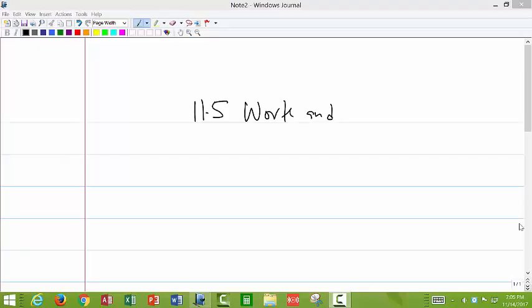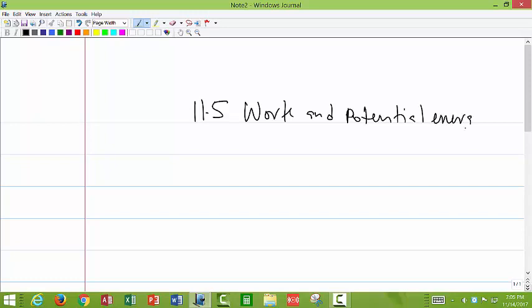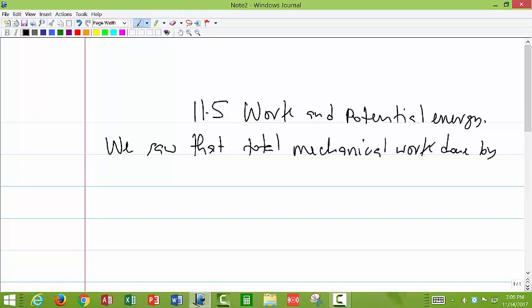So this is 11.5, work and potential energy. So we shall say that we saw that the total mechanical work done by the system was E system equals kinetic energy plus potential energy plus thermal energy.